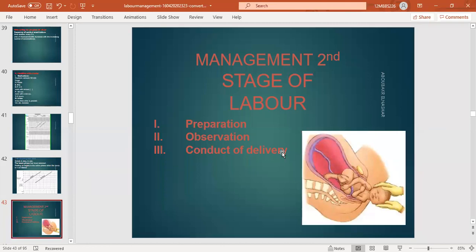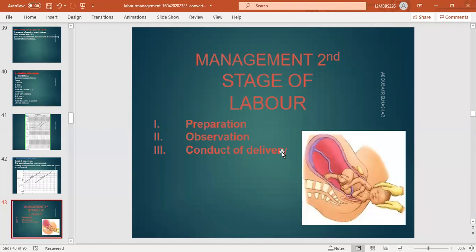So what is the preparation? The purpose of preparation is that once the patient is fully dilated, you ask the patient in which position she wants to deliver. Dorsal position, squatting position, left lateral position. So this is very important. This depends upon the choice of the patient as well as the condition of the patient.